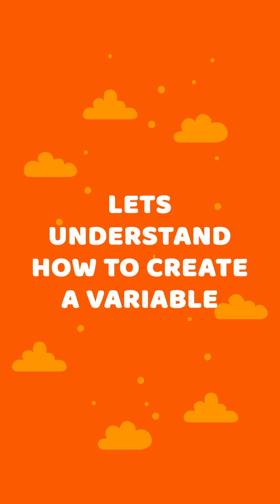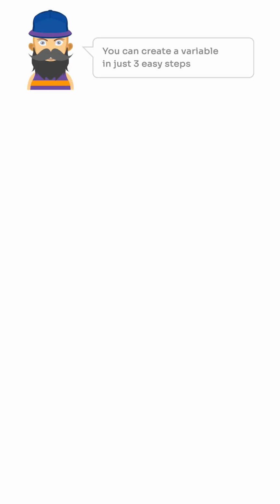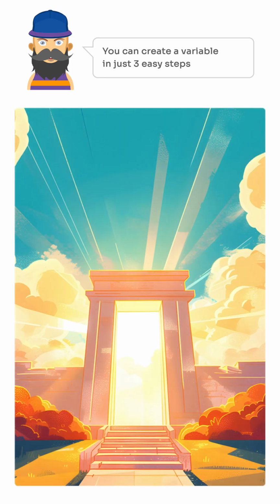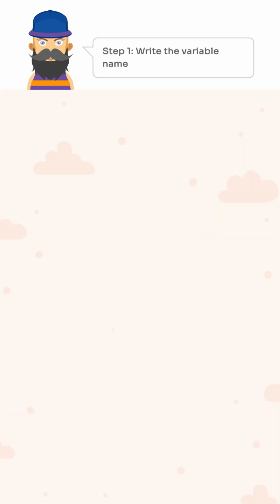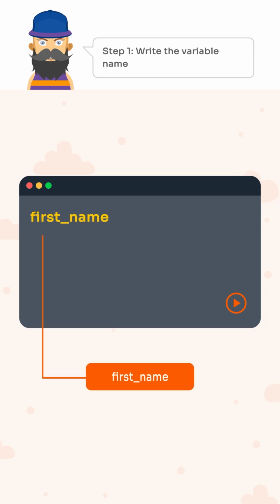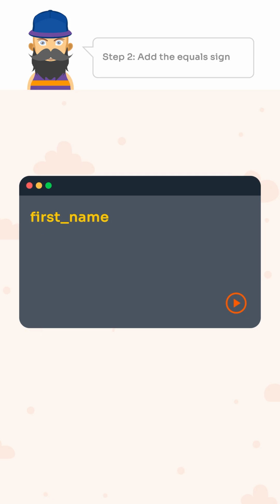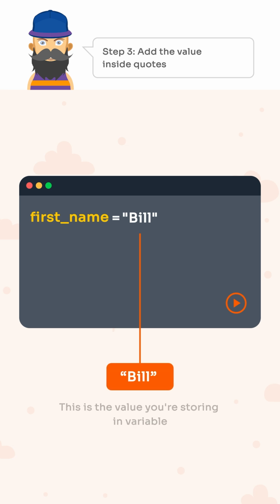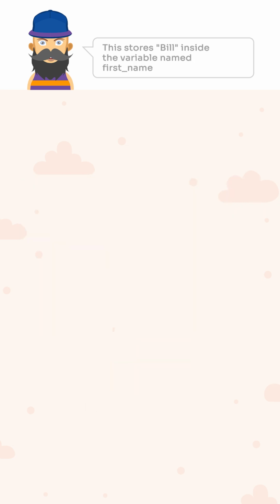Let's understand how to create a variable. You can create a variable in just 3 easy steps. Step 1. Write the variable name, first_name. Step 2. Add the equal sign. Step 3. Add the value inside quotes. This stores Bill inside the variable named first_name.